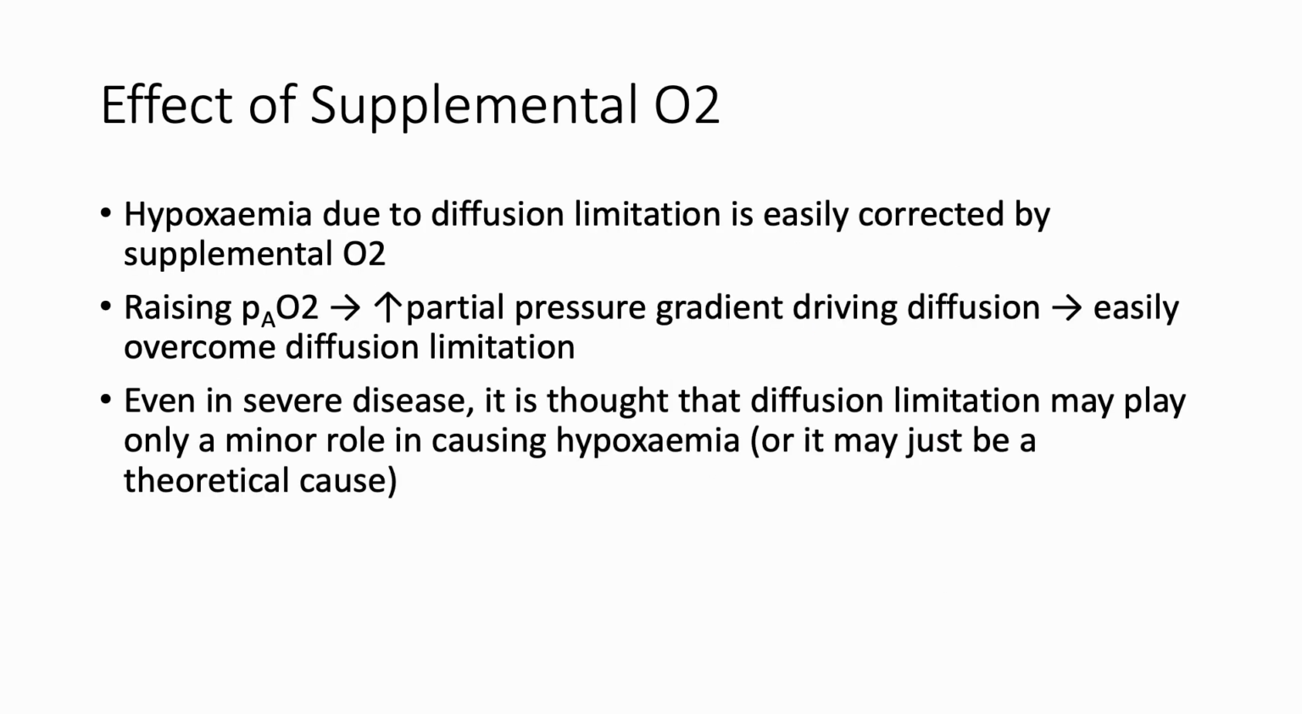Since the problem in diffusion limitation is that the rate of diffusion across the alveolar membrane is too slow, we can readily compensate for that by giving supplemental oxygen, which will raise the alveolar PO2, increase the partial pressure gradient to drive diffusion, and readily correct any hypoxaemia that's due to diffusion limitation. Furthermore, it's uncertain how clinically significant this mechanism of hypoxaemia is, and it's thought that diffusion limitation may only occur under extreme circumstances, such as when you are exercising at high altitude while you have pneumonia.